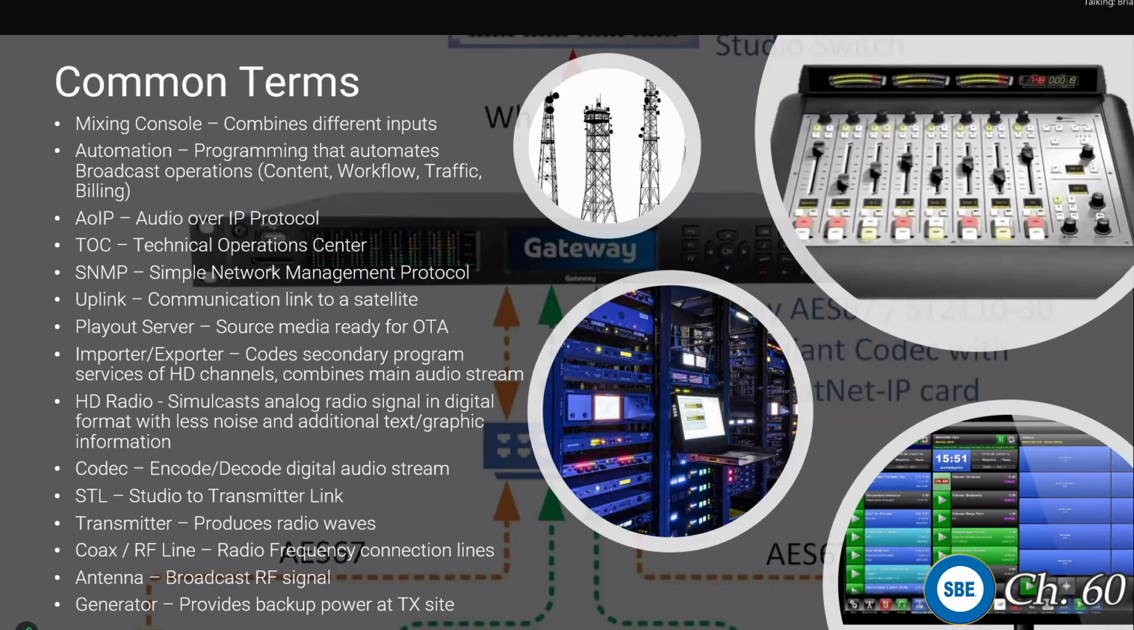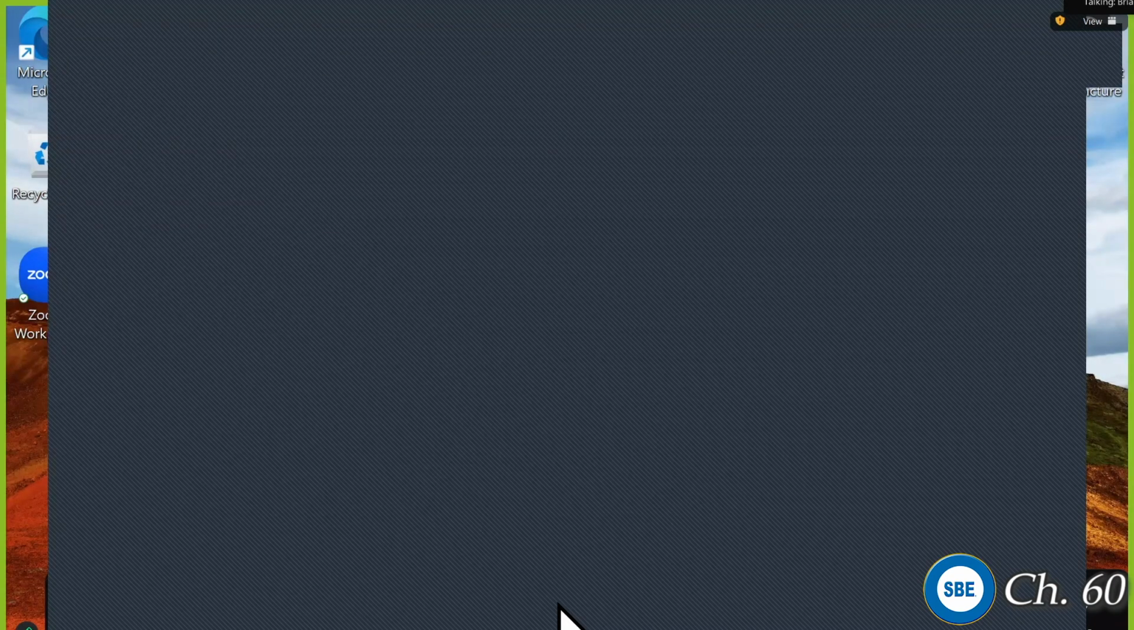Okay. So there's Simple Network Management Protocol. A lot of our devices in a broadcast facility are controllable via SNMP. A lot of facilities have uplinks for uplinking to satellites. Then there's also a playout server for over the air. And if your station's running HD, there's going to be a thing called an importer or exporter, and that actually is a codec.